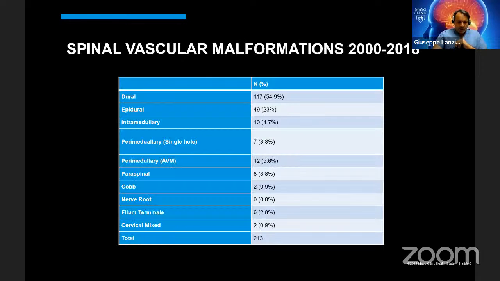It's not that remote. Now, when we put together our cases seen over 18 years of spinal vascular shunts, excluding other vascular lesions like cavernous malformations, we had over 200 patients. And I was surprised to find out that, yes, the so-called type 1 dural AV fistulas are definitely the most common ones.